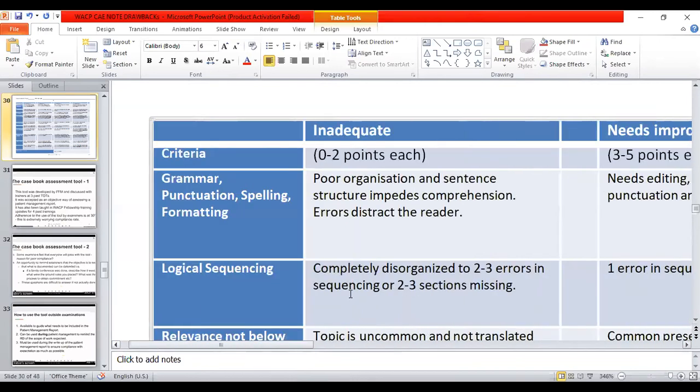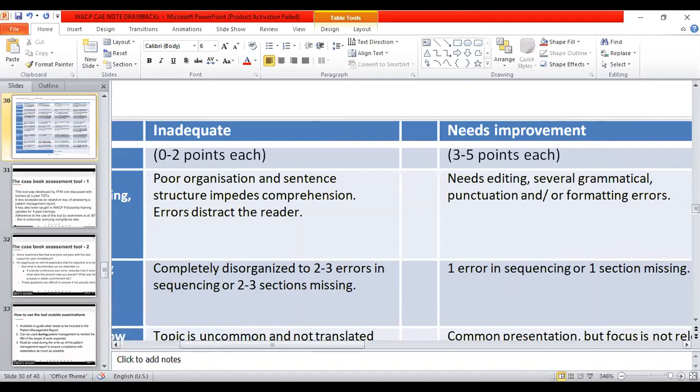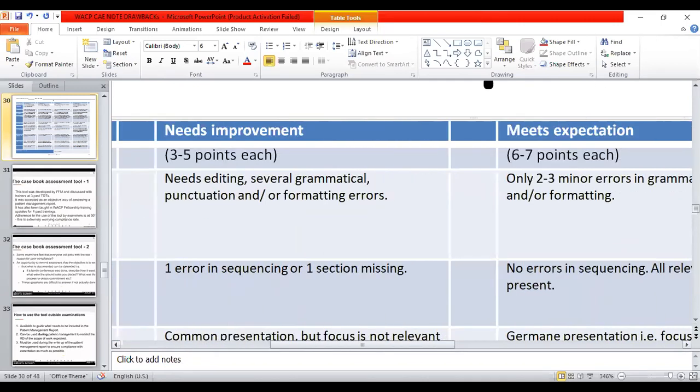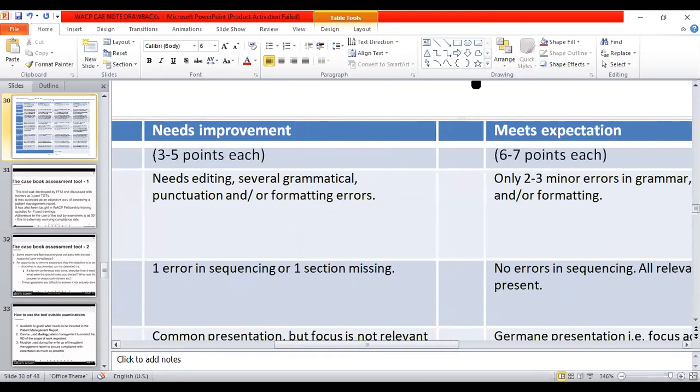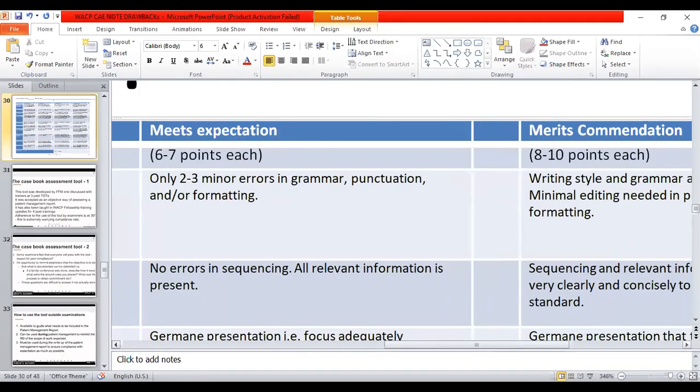Okay, let's start this way. The tool has the scoring, which is on top of it. It can be inadequate, 0 to 2 points. It can be needs improvement, 3 to 5 points. That's what the examiner will score you. If it's inadequate, it's either 0, 1 or 2. If it needs some improvement, it's 3 to 5. The other one is met expectation, 6 to 7. Next one is exceptional, that is, you merit commendation, 8 to 10, which means you have done it excellently well.